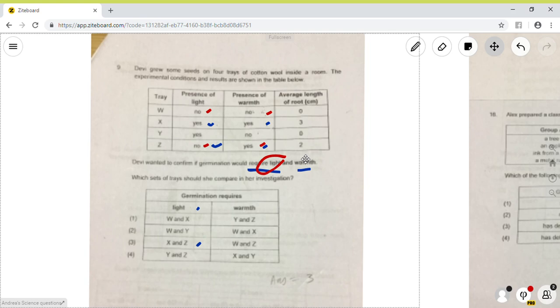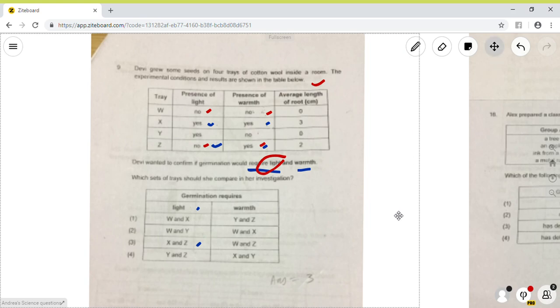Then the other one is just the warmth. So for warmth, you make sure that warmth is different, then the rest is the same. Now here we have a variable that's a bit weird, that is the average length of root. Can you see that on the last column here, you got the average length of root, which is a bit not necessary. It's not necessary in this particular question, so we don't care about that.